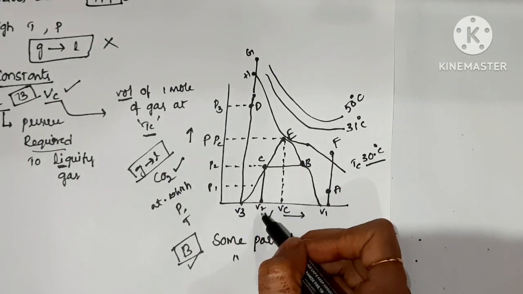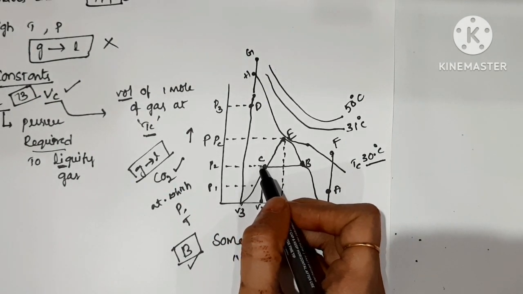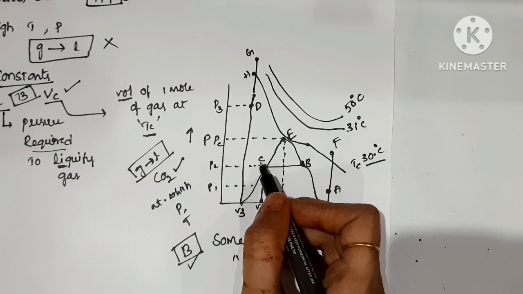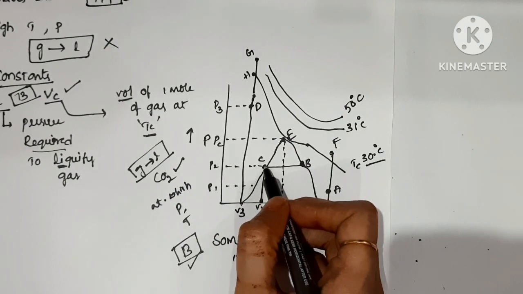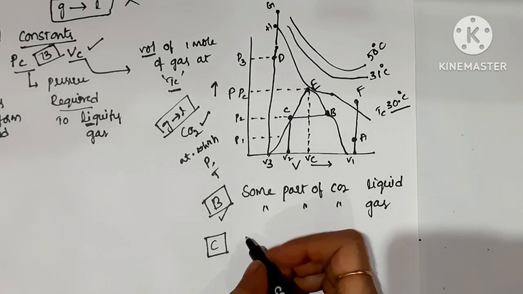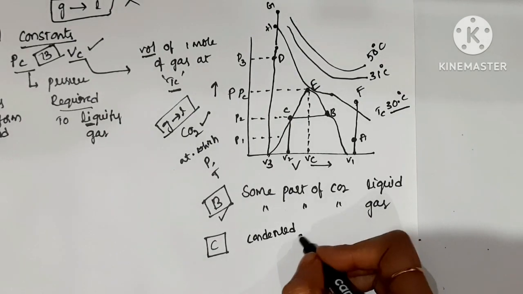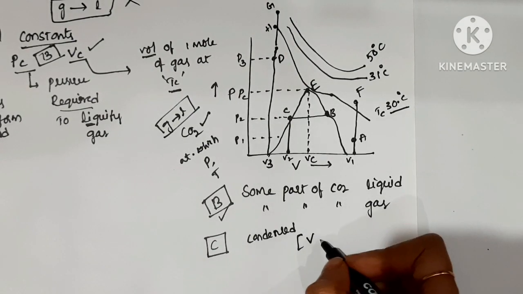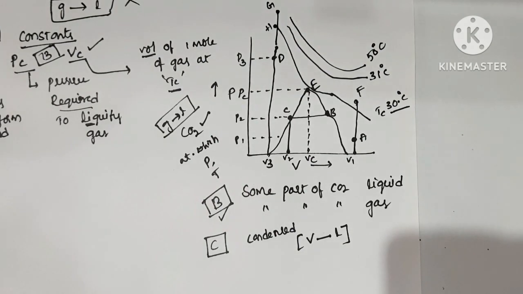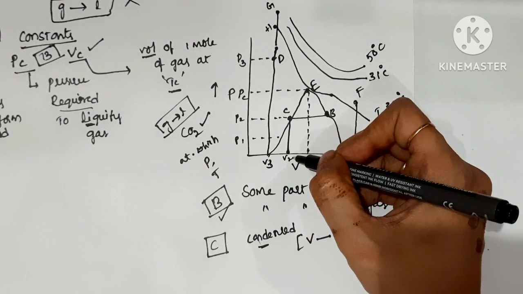At C point, that means V2 volume, P2 pressure, right? At C, all the gas is condensed. Condensed means vapor to liquid, right? Vapor to liquid, condensation. So all the gas is condensed here at C point. That means V2 volume and P2 pressure.